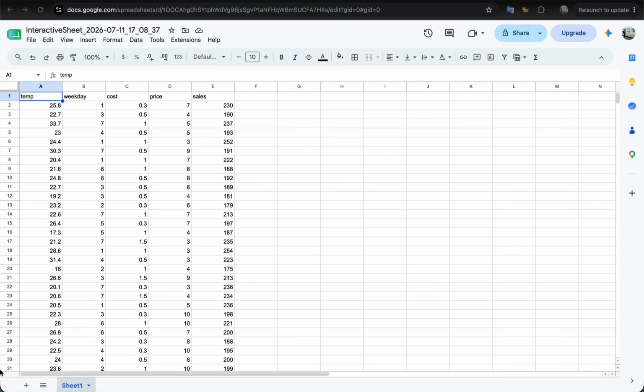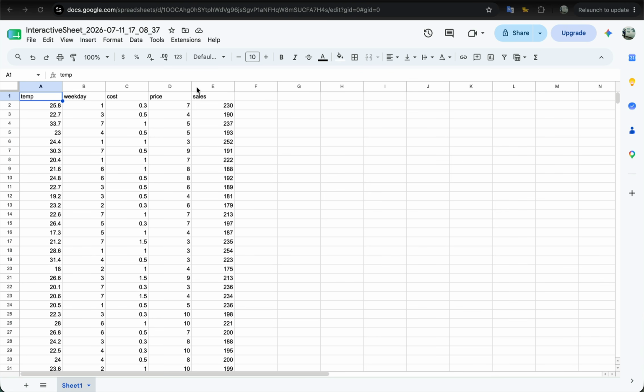Okay, so here I have the data, a very simple dummy dataset. We have temperature, weekdays, cost, price, and sales. As a business owner, we always care about the sales, but we also want to raise the price so we have a good amount of profit. But we know maybe raising the price hurts the sales on some days, but barely matters on the others.